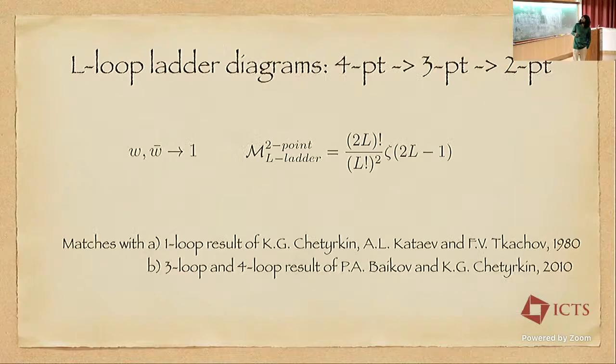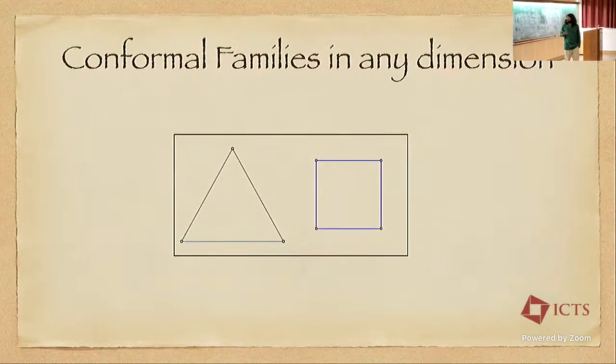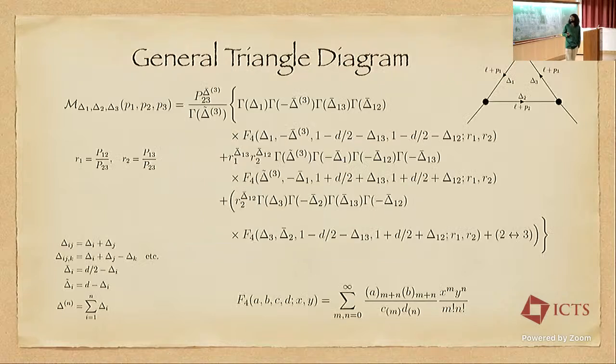In fact, you can go one step further and compute the 2-point L-ladder at L loops, and you get this nice, cute answer, which matches with the 1-loop result that these guys computed in 1980 and some 3-loop and 4-loop results that were computed in this paper in 2010. You can also now look at conformal families, I'll just take 1 minute more, in any dimension. That was for 4 dimensions, but now you can do it in any dimension.